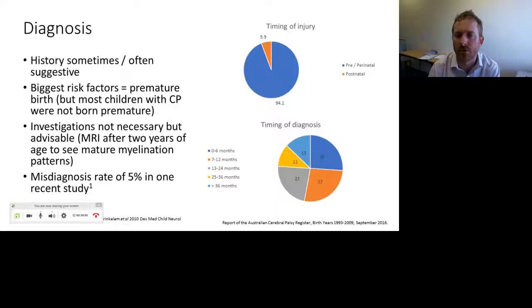The lower graph shows the timing of the diagnosis, and this is often driven by the emergence of motor phenotypes. So just over half are diagnosed within the first 12 months of life, but it's quite common, particularly with the more mild phenotypes, to see children diagnosed perhaps with differences in handedness between the first year and the second year.